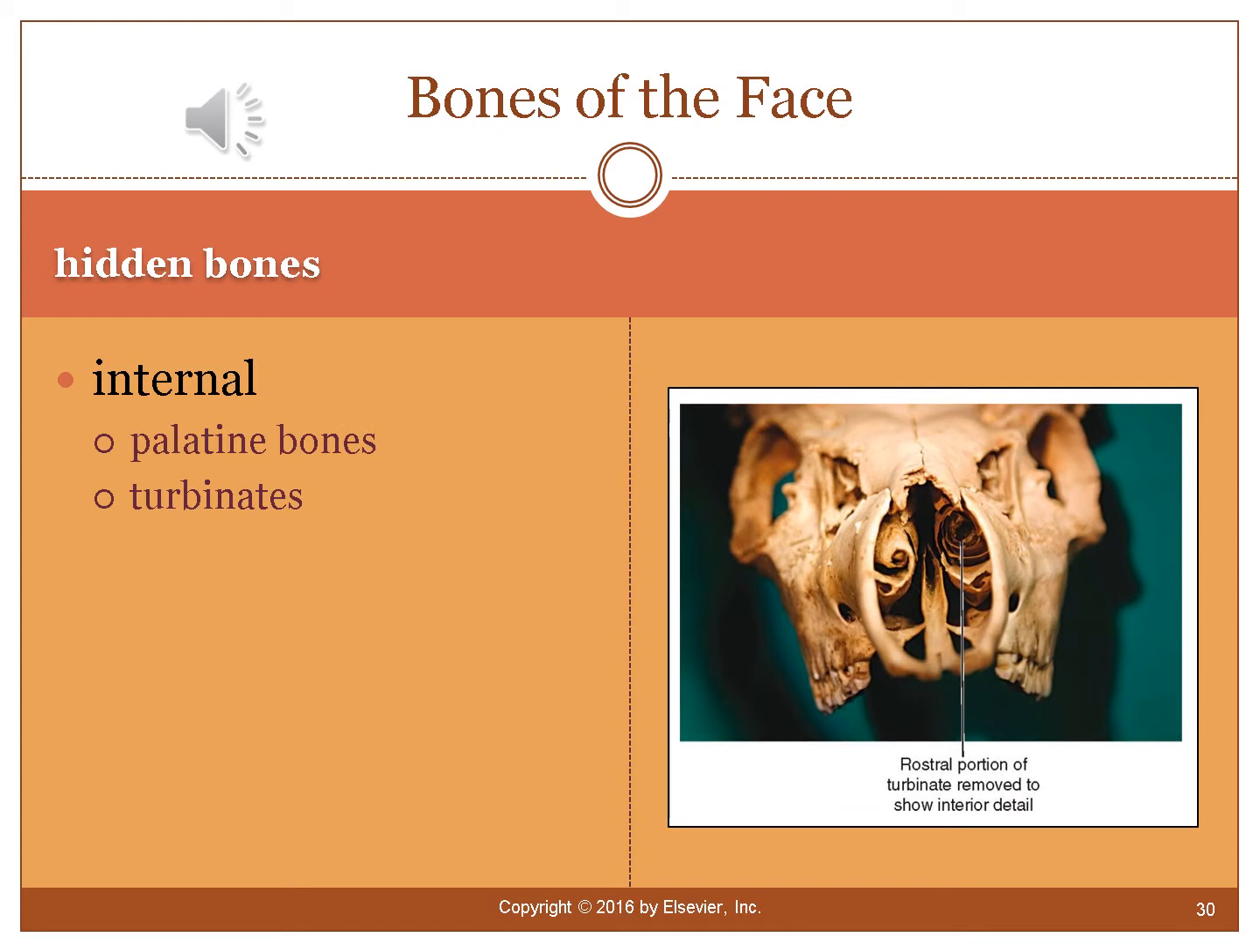This slide is showing the internal bones of the face. So the arrow is pointing to the nasal turbinates, which are where the sinuses are lined, which help warm and humidify air, as well as try to trap any particles that are coming in.